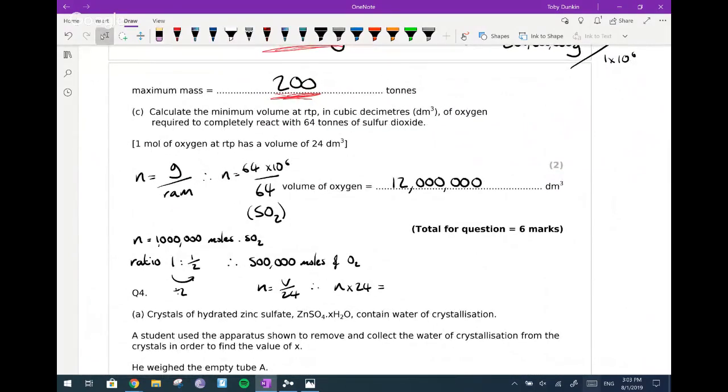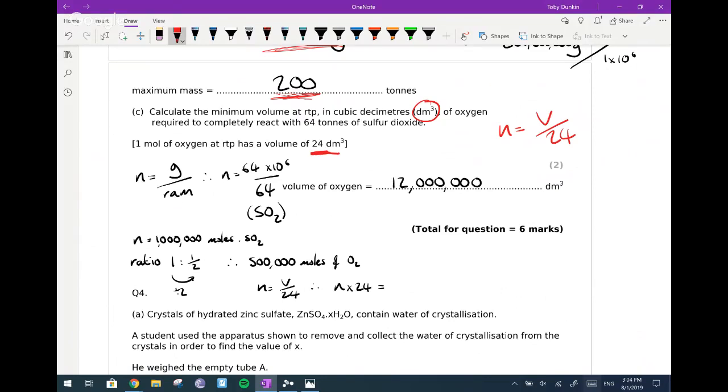Next, calculate the minimum volume at RTP. By the way, RTP stands for room temperature and pressure, which is 25 degrees Celsius and 1 atmosphere, or 100 kilopascals. So, not that it matters, it means that you can use V over 24, because they wanted it in decimeters, so number of moles is V over 24. They've given us that.